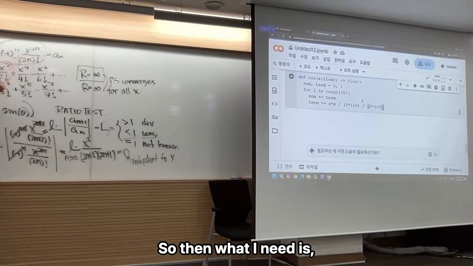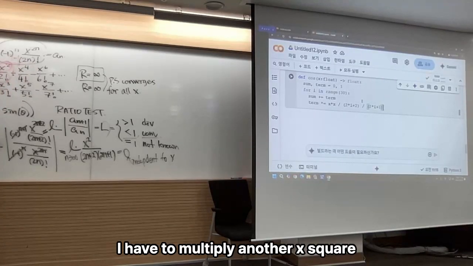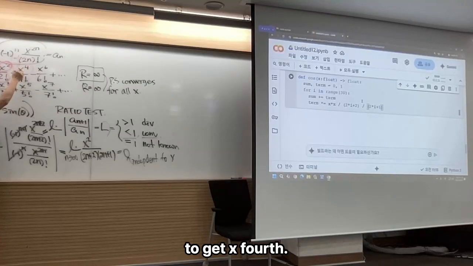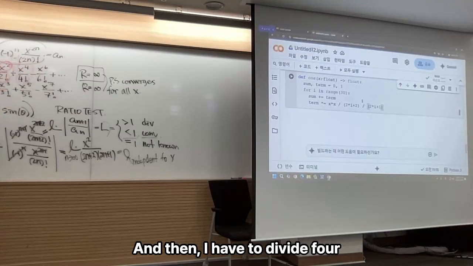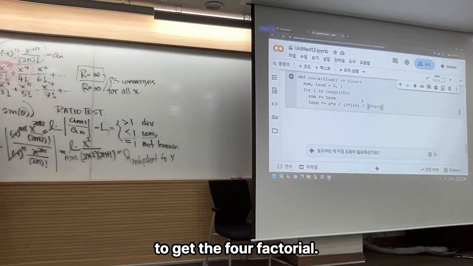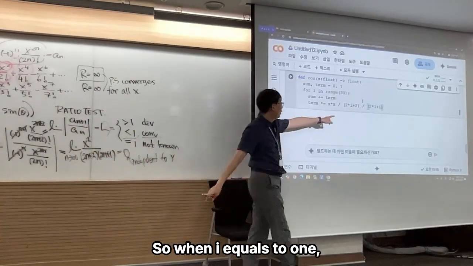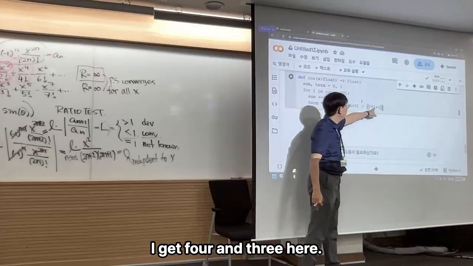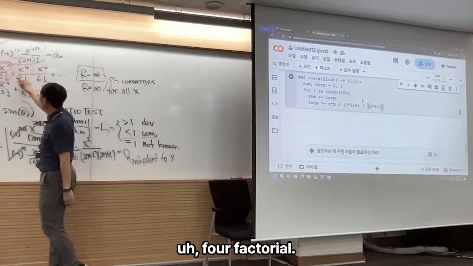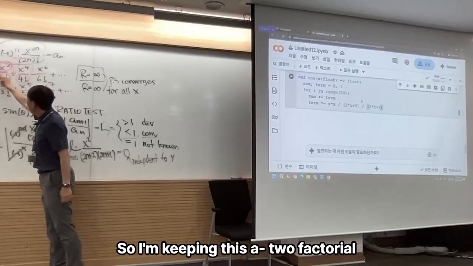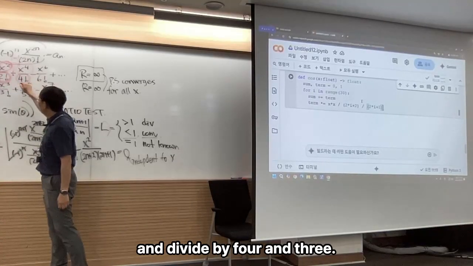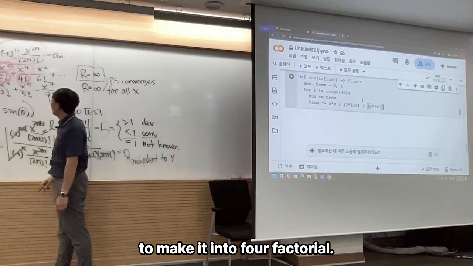Then I have to multiply another x squared on the numerator to get x to the fourth. And then I have to divide by 4 and 3 more on the denominator to get the 4 factorial. So when i equals 1, I get 4 and 3 here. So I'm keeping this 2 factorial and dividing by 4 and 3 to make it into 4 factorial.